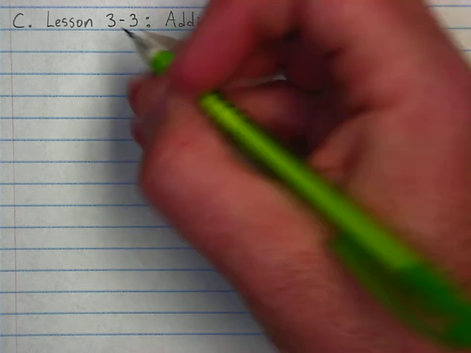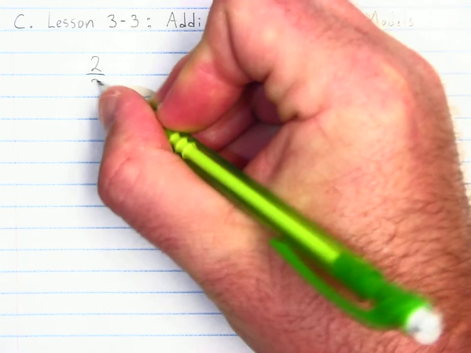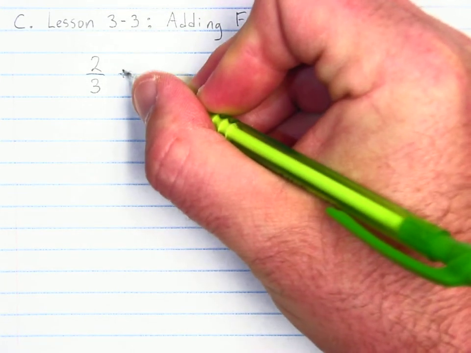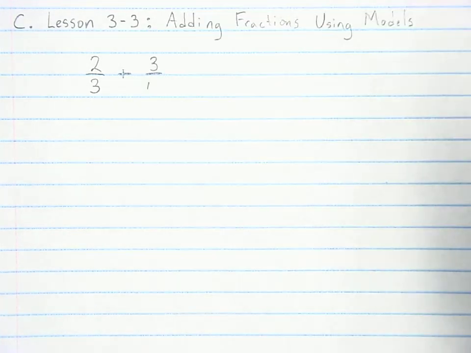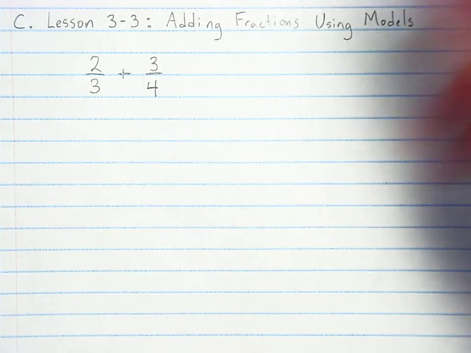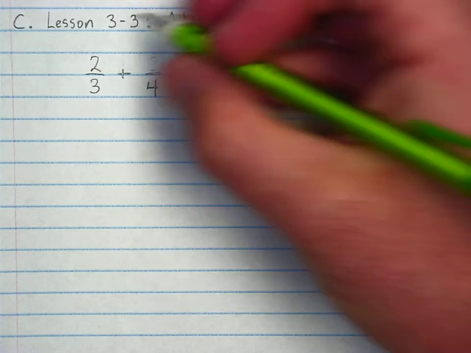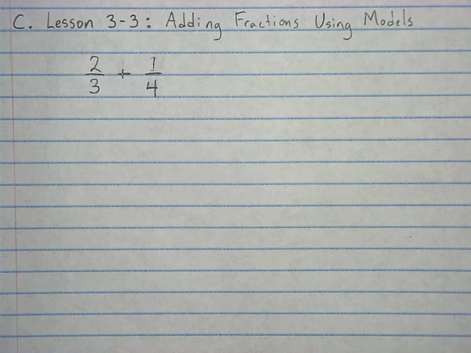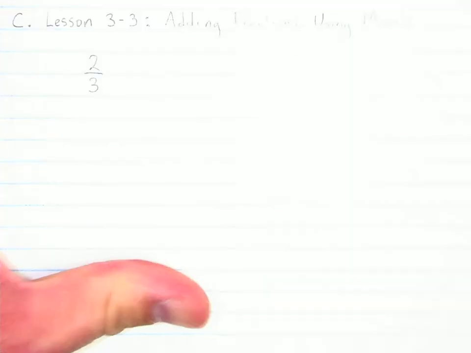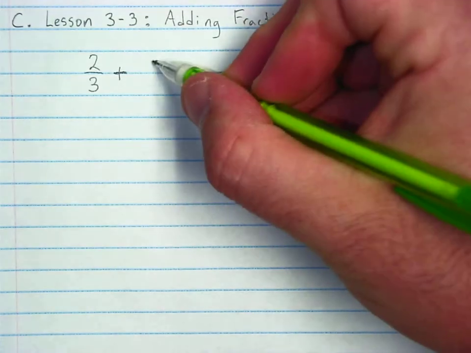Okay. If I am adding something like 2/3 plus 3/4. So you know what, let's just make it 1/4. I want to make sure this doesn't get too big. Okay, there we are. So 2/3 plus 1/4. And I made a mess of that, so let me fix it.